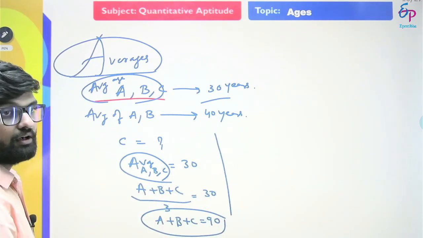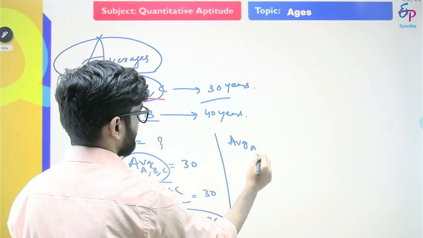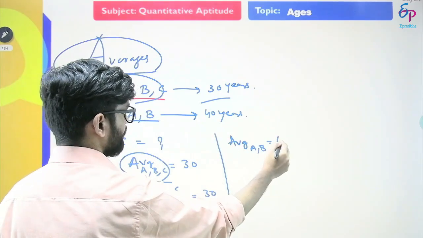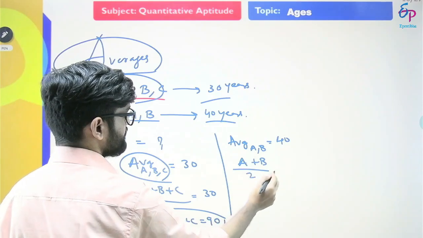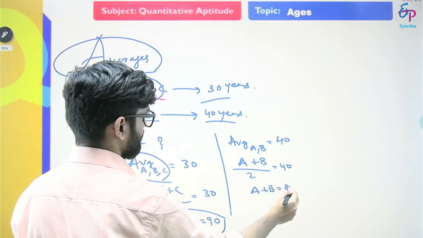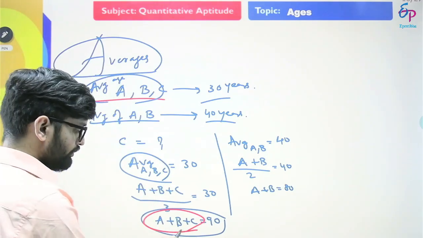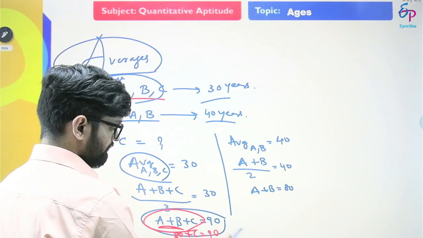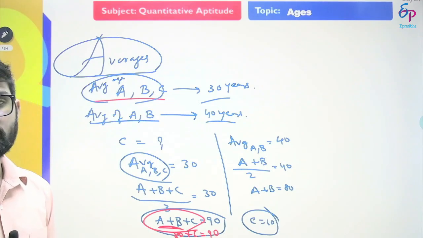Now average of A and B. Average of A and B is sum of observations divided by 2. They have given 40. A plus B by 2 is equal to 40. A plus B is equal to how much? 80. Now in A plus B plus C, sum of 3 is 90, sum of 2 is 80, so 80 plus C is equal to 90 means C value is equal to 10. But you need not do this much to answer the question.